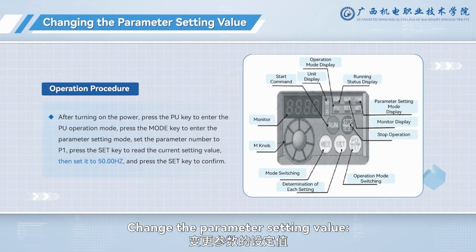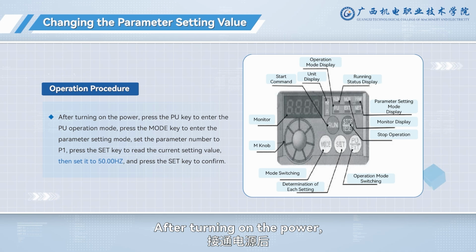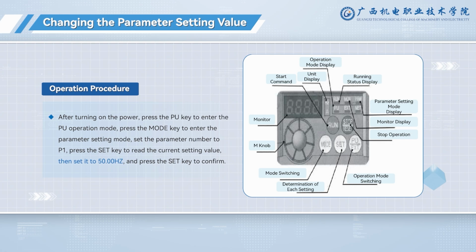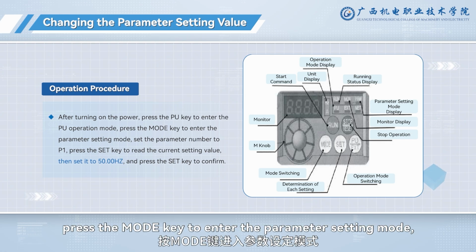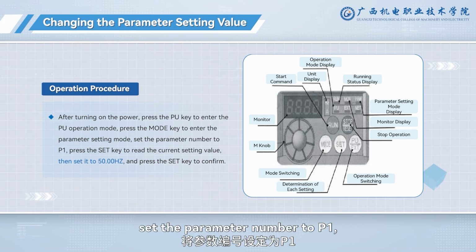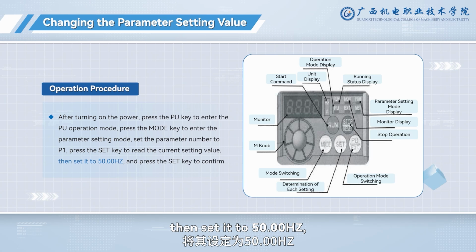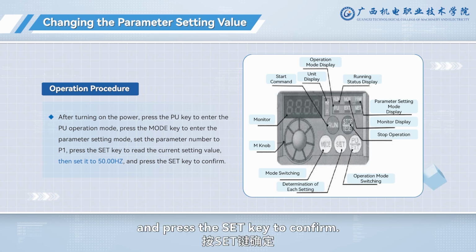Change the parameter setting value. After turning on the power, press the PU key to enter the PU operation mode. Press the mode key to enter the parameter setting mode. Set the parameter number to P1. Press the set key to read the current setting value. Then set it to 50.00 Hz, and press the set key to confirm.